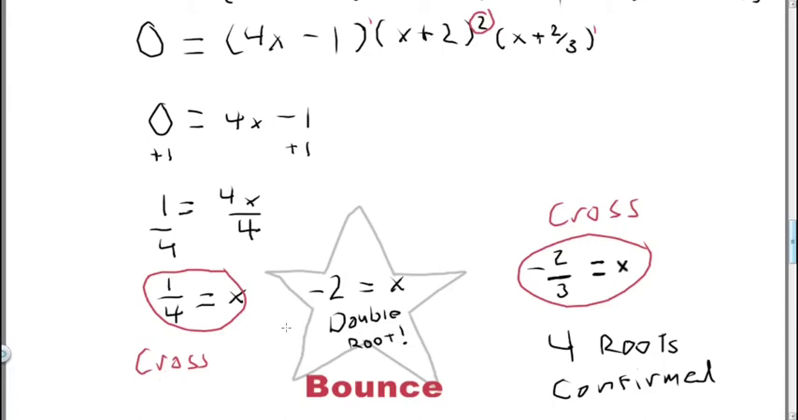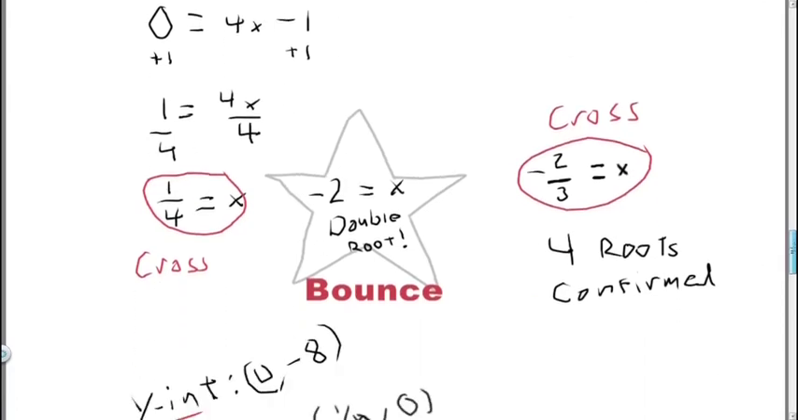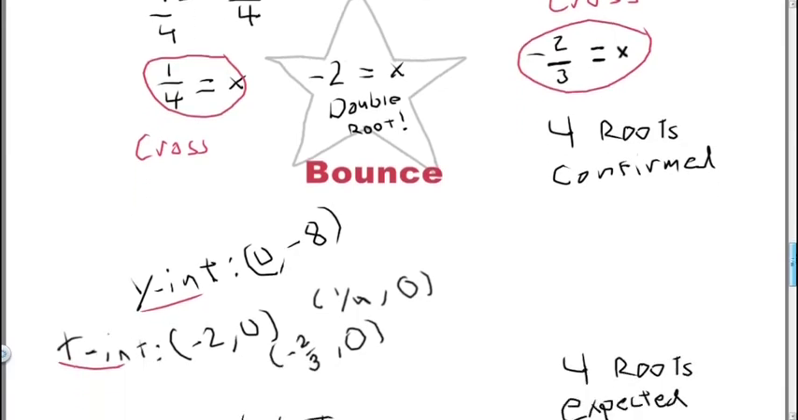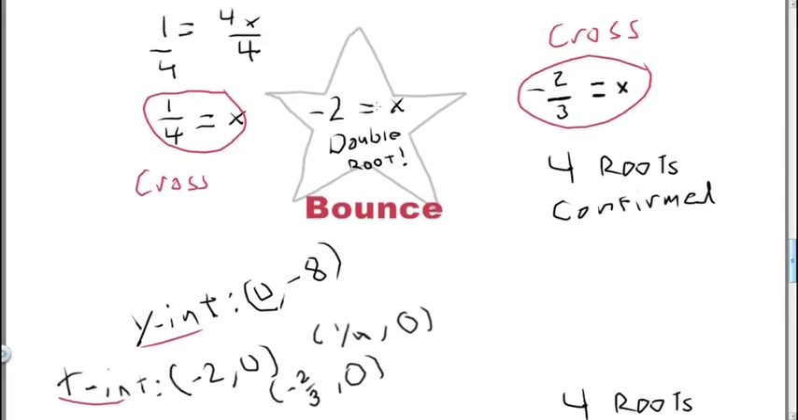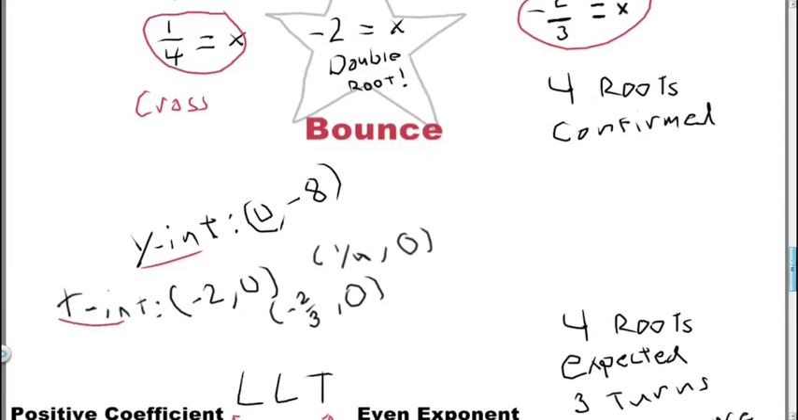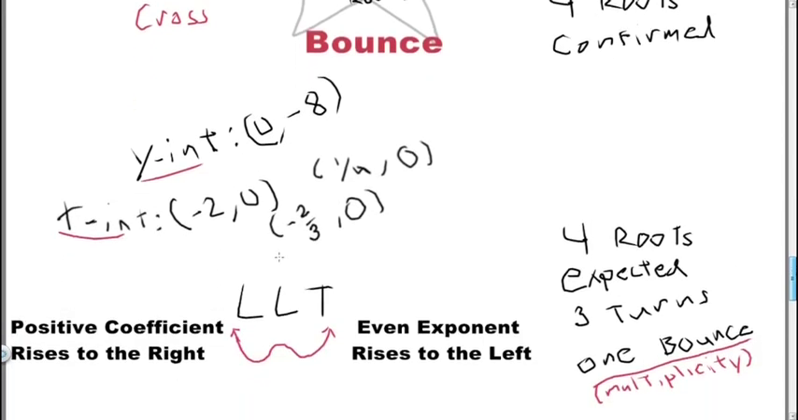So I just write down the x-intercepts as 1/4 equals x, negative 2 equals x, which there are 2 of those. I just put a double root, which shows me that it bounces. Then you have negative 2/3 equals x. Anyway, so you have 4 roots are confirmed. I expected 4 roots because the leading term test determined, because the exponent was to the power of 4, I expected 4 roots, and I got 4 roots. Wonderful. With a double root.